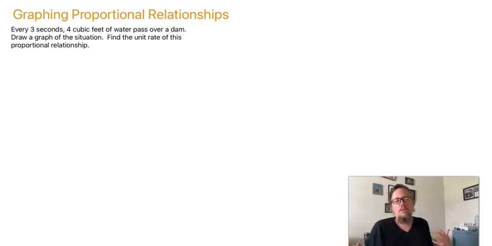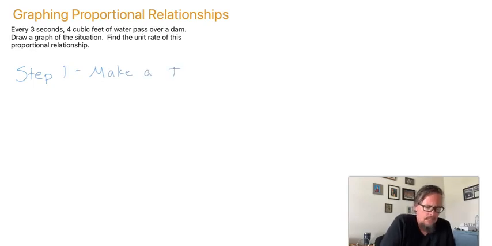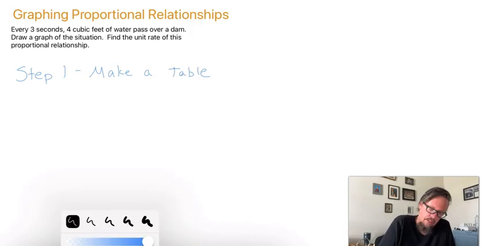So those two things in mind, constant rate of change, passes through (0, 0). Let's go ahead and graph this. In order to graph it, I think the very first thing we should do, step number one, is to make a table. Step one, make a table. That's a little bit thin. Let me get a thicker pen there.